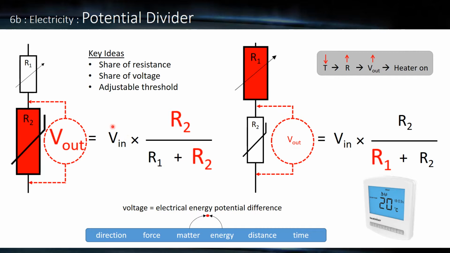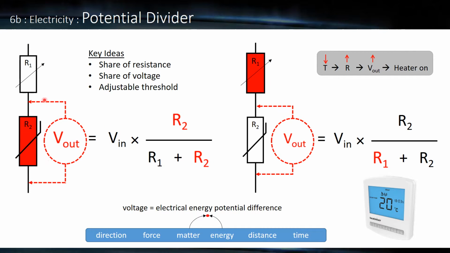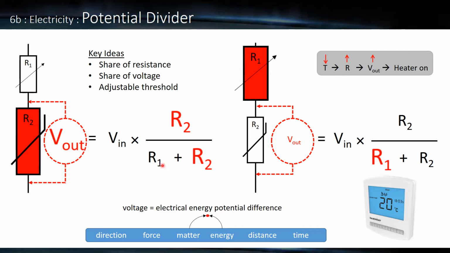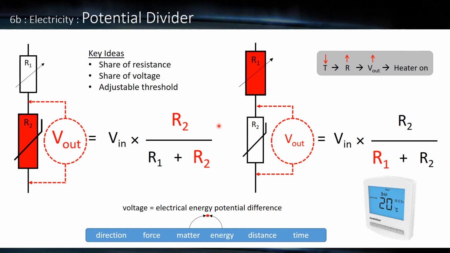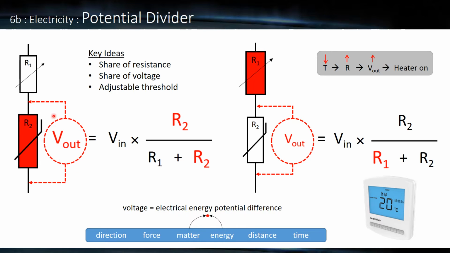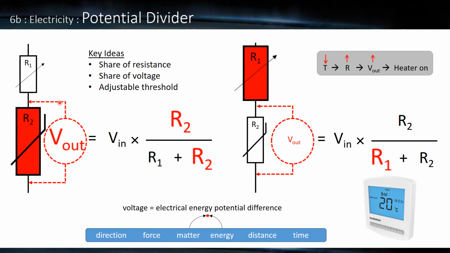Now V in here is the total voltage across here, the total energy going into the system. So this isn't changing, but when the share of resistance changes, it demands a bigger share of the voltage. So as this expression increases, so does the V out, which is the voltage across here, and that voltage can be tapped off to do something, as we'll see in a second.